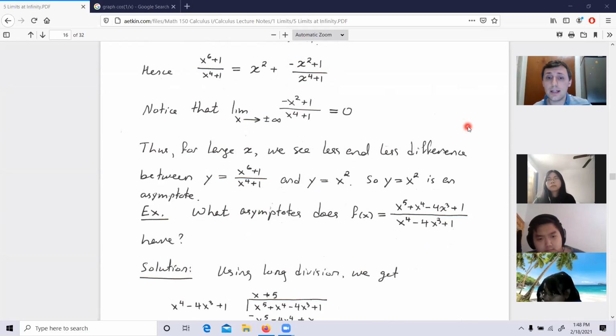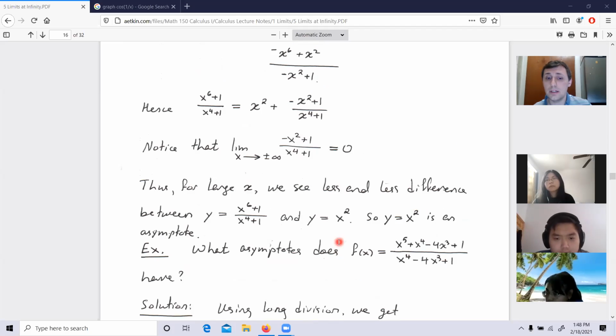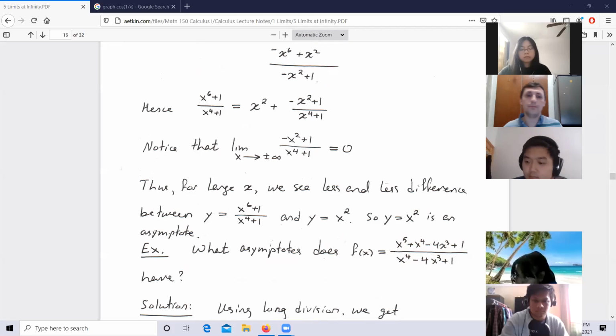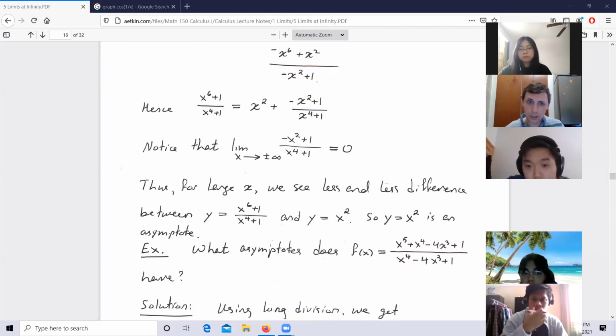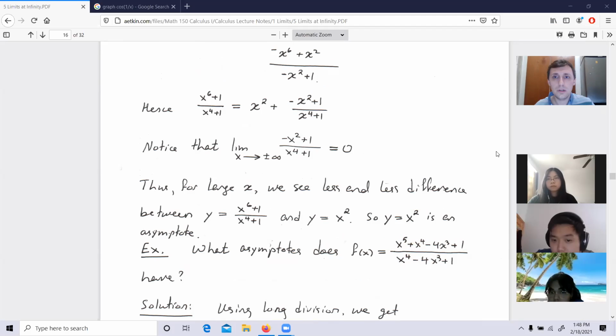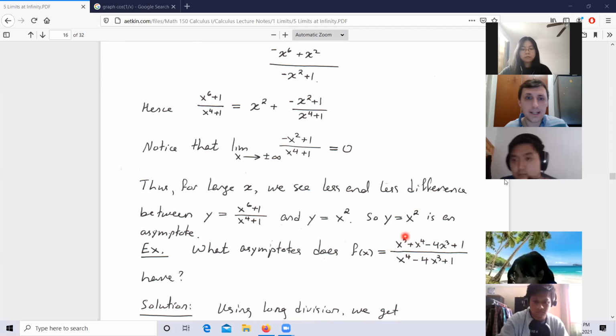Now your next assignment, guys, is to figure out what happens here. Do you see this? We have a rational function: x to the 5 plus x to the 4 minus 4x cubed plus 1, over this expression, okay? Did you write it down on a piece of paper? I want to give you a plot of that graph so you see what happens, so you have a better feeling when I show you a picture. Calculate whether or not this graph has asymptotes, please.